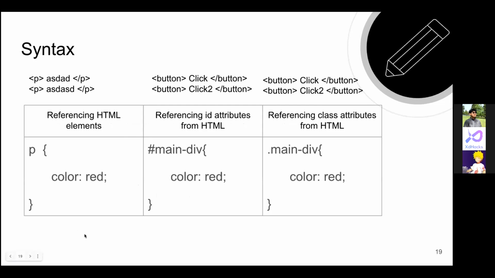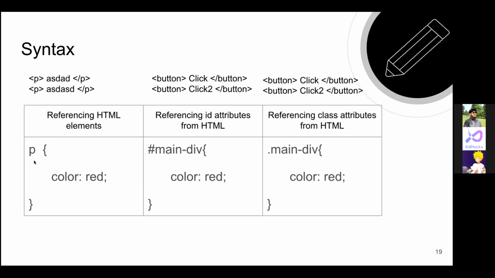So looking at the syntax, let's look at the first box. This is how it's going to be. This is how we are going to connect HTML with CSS. There are 3 ways we can connect HTML with CSS. The first way is by referencing HTML elements by their tag names.